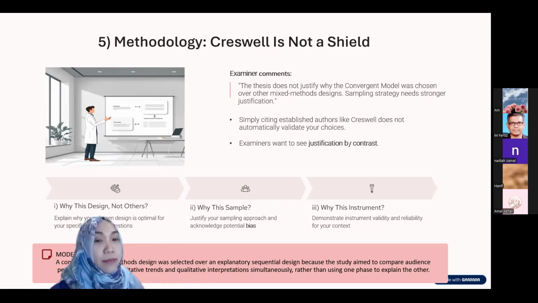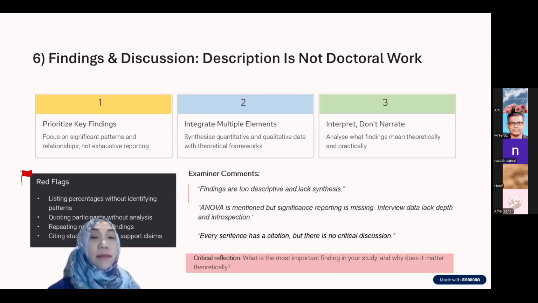Okay, so explain why this design and not others. Why this sample? Yeah. Justify your sampling approach and why this instrument. Now again, justify. A lot of the time, students fail to justify. They go about explaining in a roundabout manner, but the point is not there. So that is very important as well. Okay. Now, next one. I'm going like a choo-choo train.